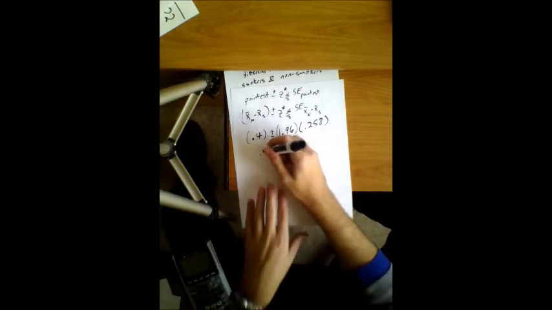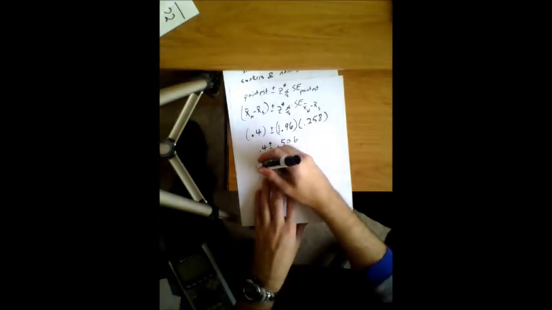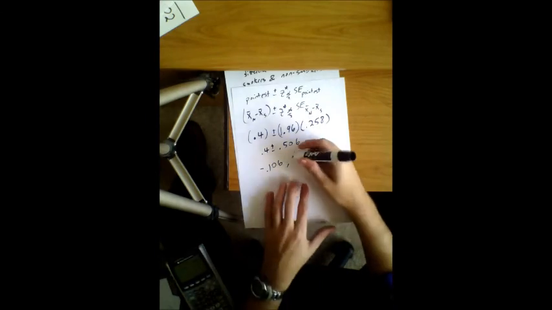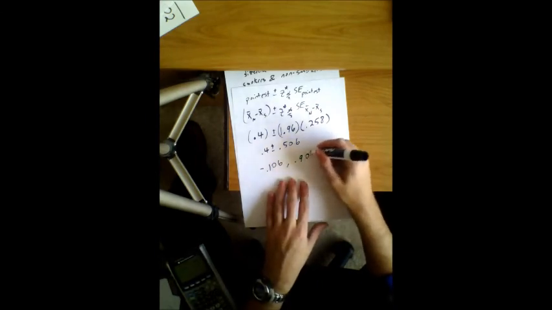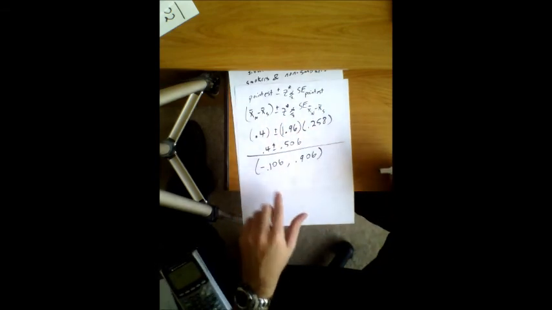So we got 0.4 plus or minus 0.506, and so we got 0.4 minus 0.506 gives us negative 0.106, and 0.4 plus 0.506 gives us 0.906. So this is our confidence interval.